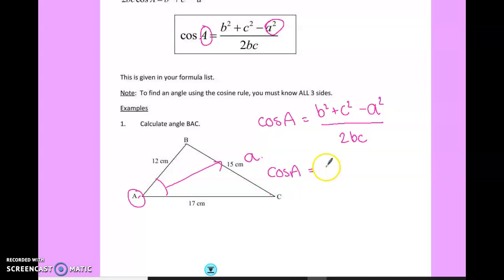Cos A is, and as long as we don't pick that one, it doesn't matter which way around we do these, we'll do 17 squared plus 12 squared minus 15 squared all over 2 times, and then we're always using these two numbers here, 17 times 12. So this one at the end that you take away should only ever appear once. Okay, let's work that out then.